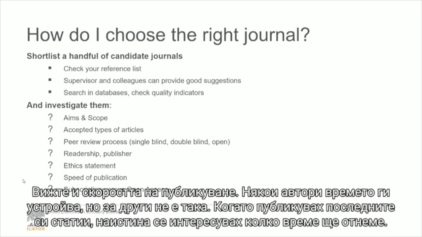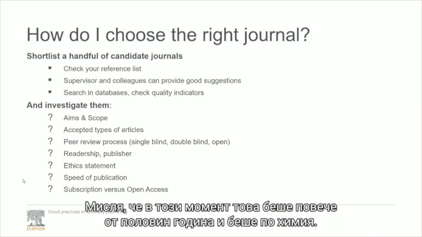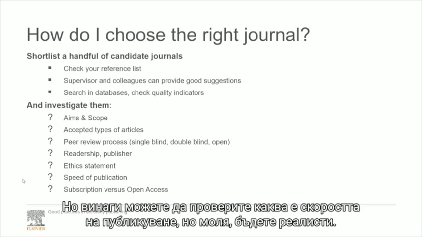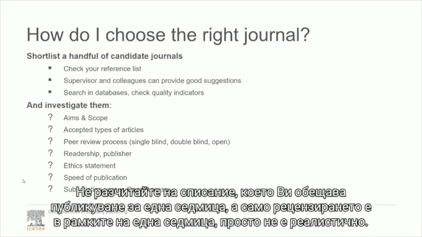When I was publishing my last papers, I didn't really care how long it would take. I think it took more than half a year at that point, and this is chemistry. But you can always check the speed of publication, but please be realistic. Don't trust a journal which promises you publication and a review within a week, because it's simply not realistic.